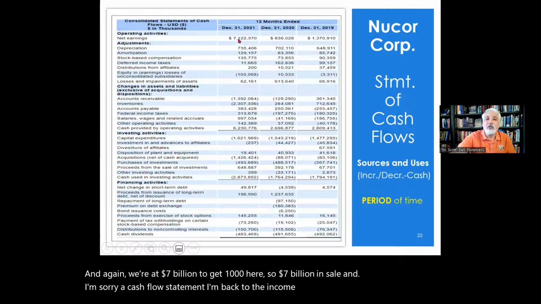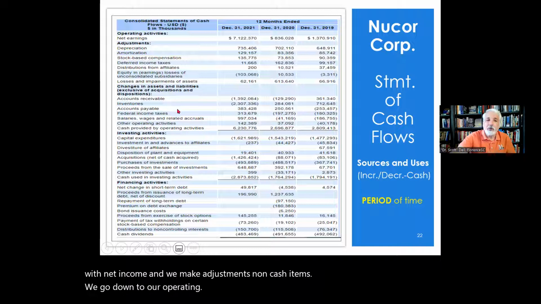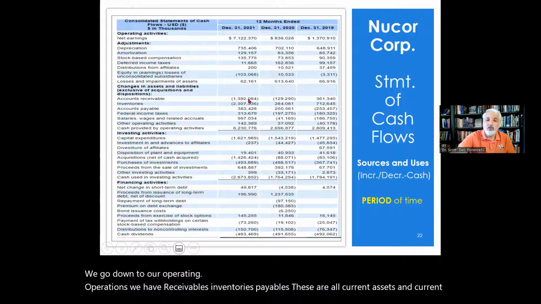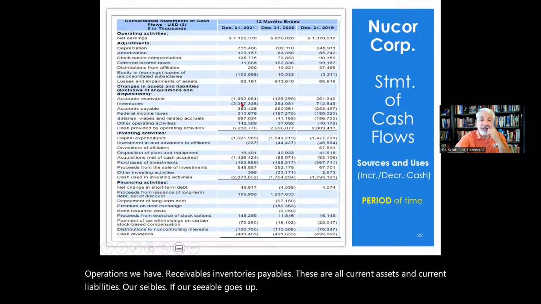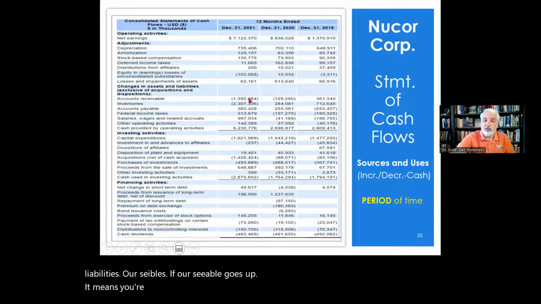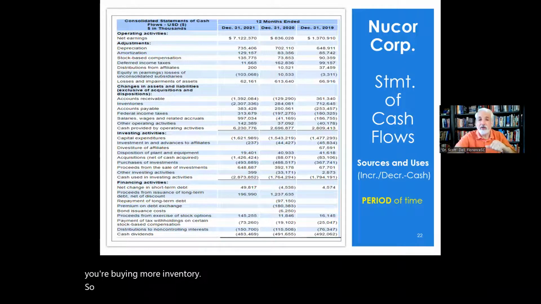So we got earnings. We start with net income. And we make adjustments, non-cash items. We go down to our operations. We have receivables, inventories, payables. These are all current assets and current liabilities. Our receivables, if our receivable goes up, it means we're financing other folks. That's a use of funds. If our inventory goes up, it means we're buying more inventory. So that's a use of funds. Our inventory goes up, it's a negative number here.